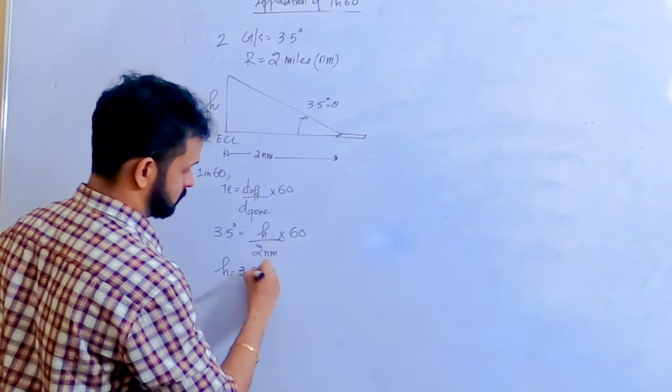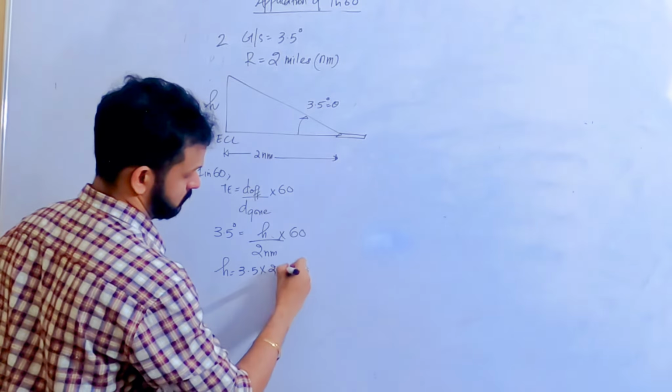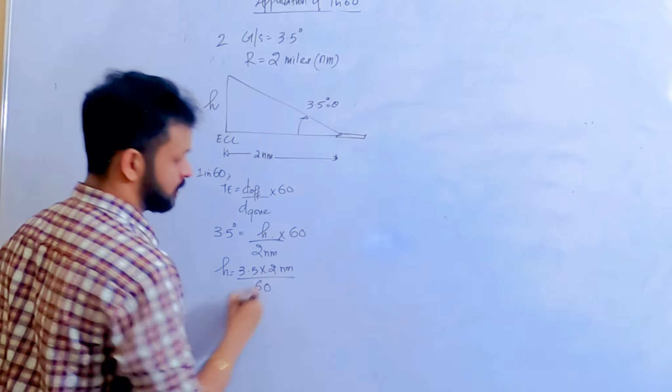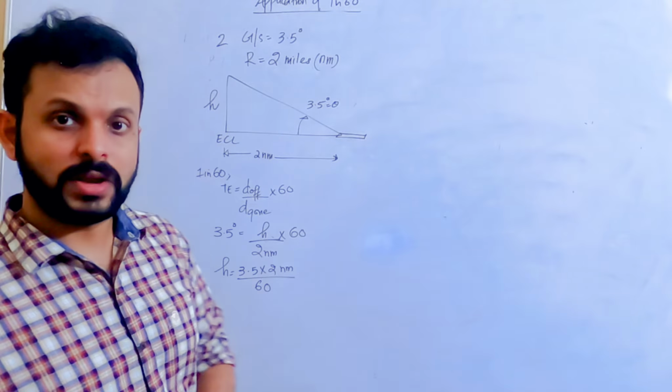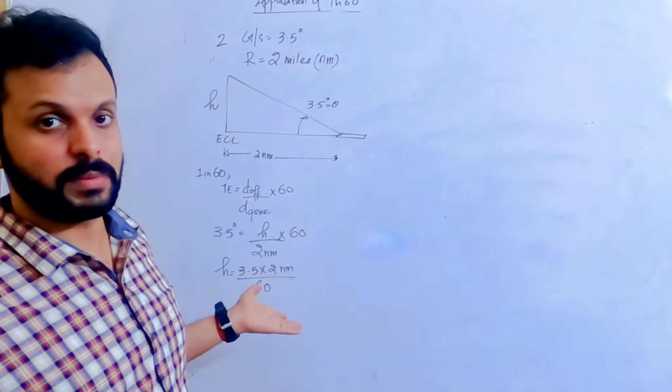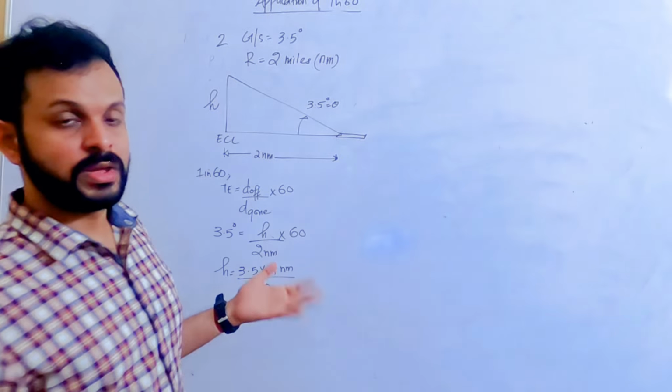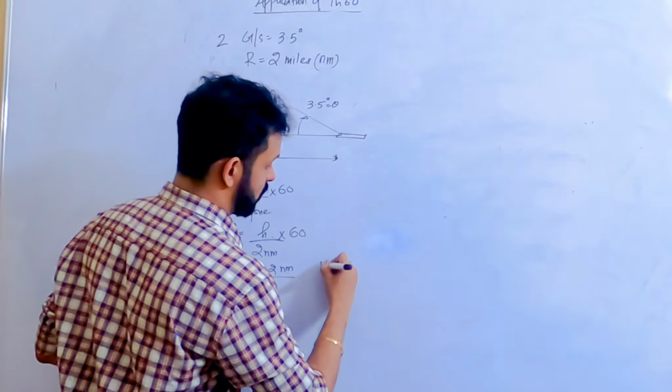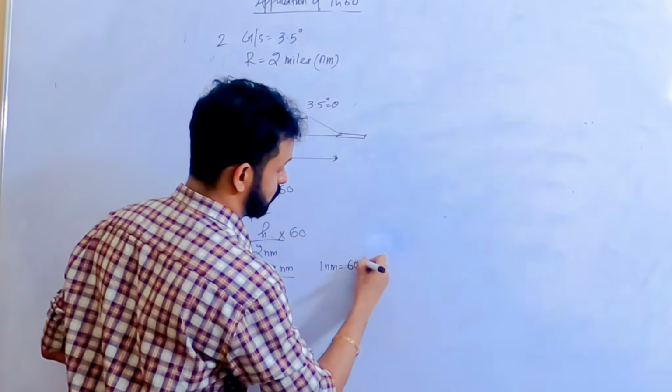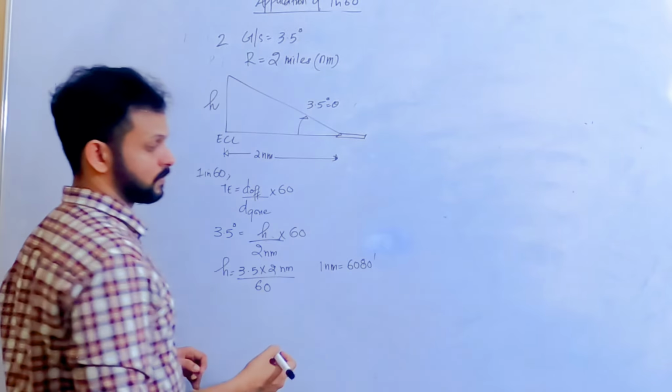So height is 7 by 60. It is 0.11 nautical miles. This height is in nautical miles. Now you have to convert this to feet. So you have 1 nautical mile is equal to 6080 feet.